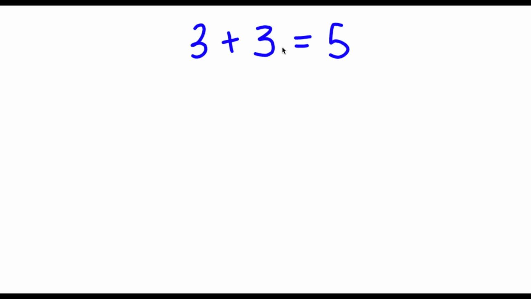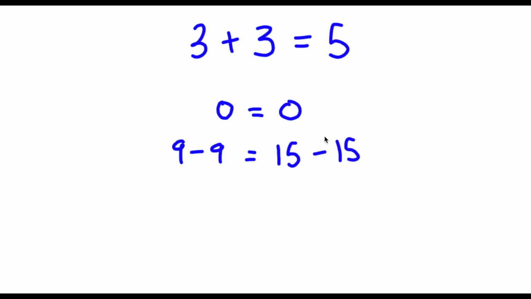All right, so I have 3 plus 3 is equal to 5. So we want to prove this statement to be true. So first off, let's say we have 0 equals 0. I'm going to start with this. Now for my left-hand side, 0 is the same thing as 9 minus 9, right? Because anything minus itself is 0. And for my right-hand side, I'm going to rewrite 0 as 15 minus 15, which is also equal to 0.